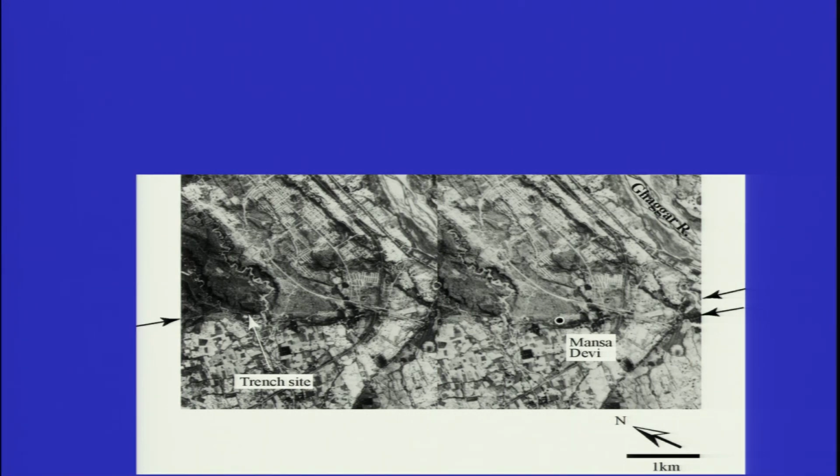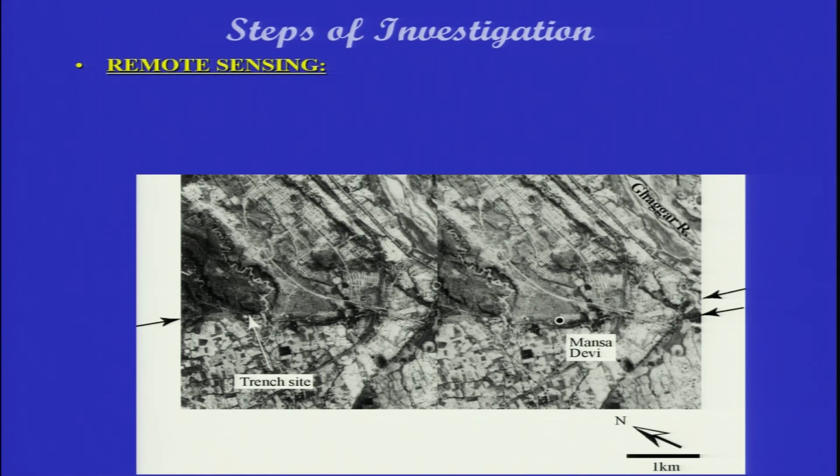So this is what we usually use, okay, but we have two images of the same area, taken from different angles by the same aircraft, okay. So when you view this using a stereoscope, you will be able to see the whole terrain in three dimensions, and that is what we call stereo vision capabilities, okay.